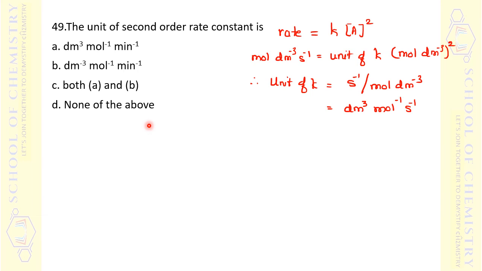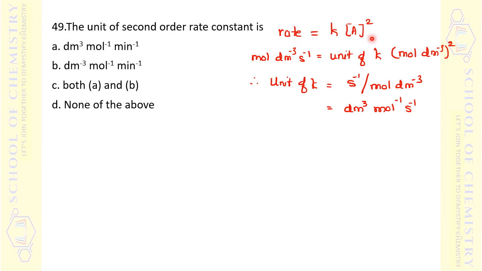Next question, 49th. It is the unit of second order rate constant, and definitely you can expect questions of this kind. They can ask you the units of first order rate constant, second order rate constant, zero order rate constant, or even go for higher order, third order rate constant can be asked. So whatever the order is, it doesn't matter. This simple method can be applied to all different kinds of reactions to find out the unit of K or unit of rate constant.